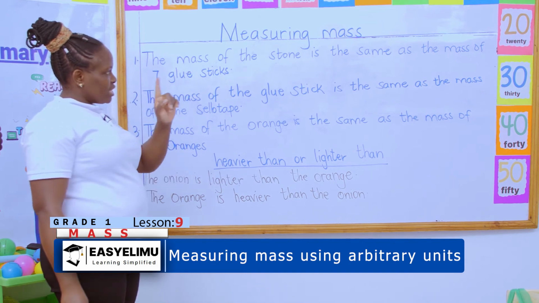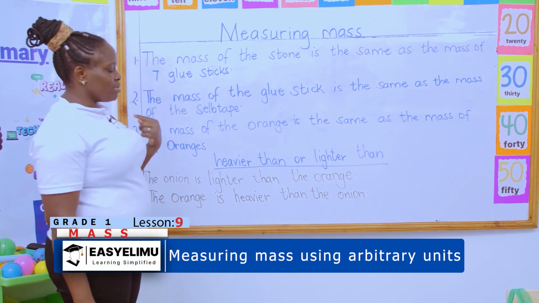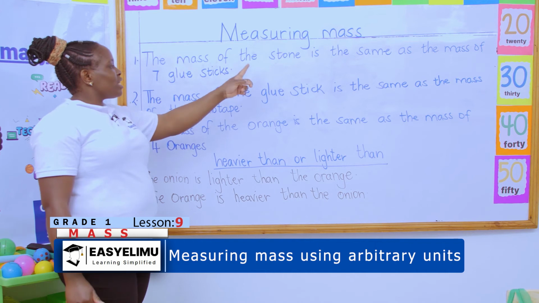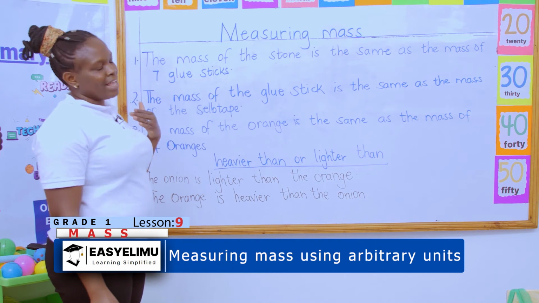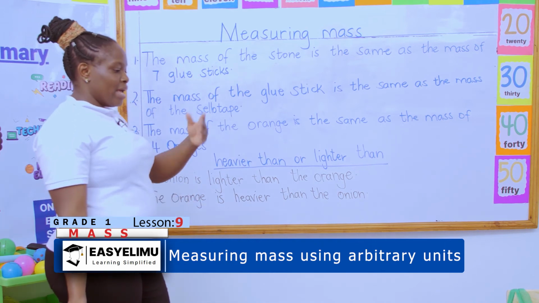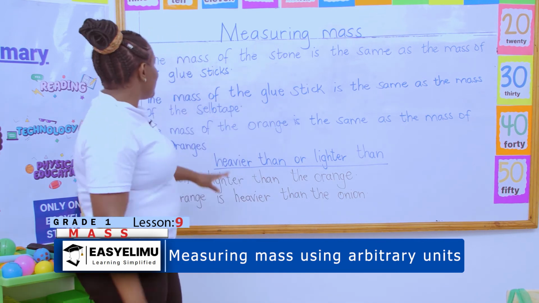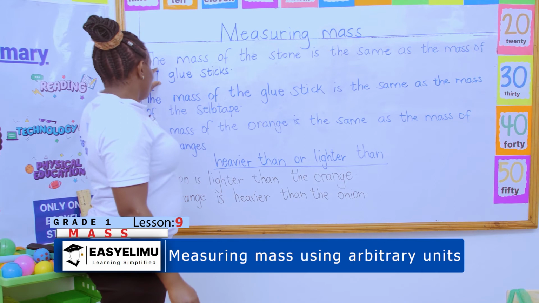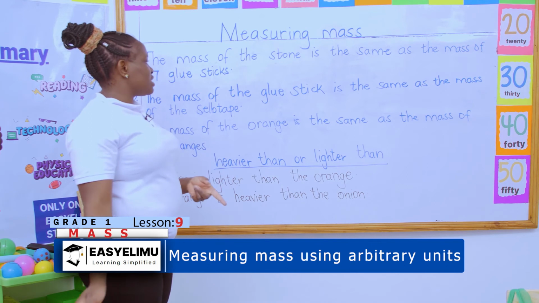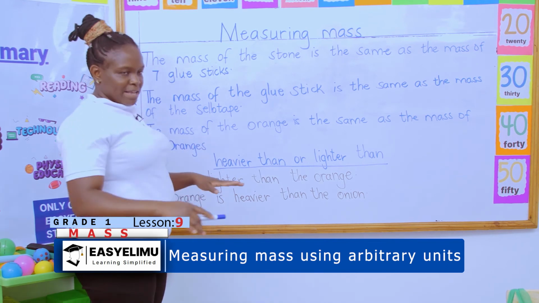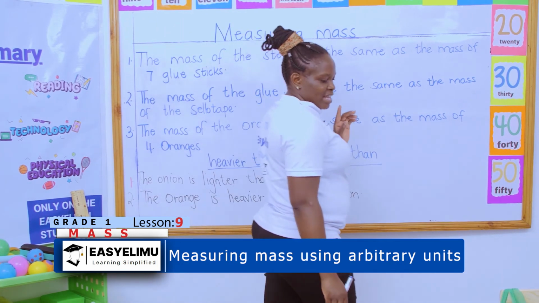Now, when you compare glue sticks and the stone, what can you say about the two? The mass of the stone is the same as the mass of 7 glue sticks. But what of one? It cannot be the same. So you can say the stone is heavier than the glue stick, or the glue stick is lighter than the stone. If I take one glue stick and one stone, they cannot balance, because the stone is heavier than the glue stick. So I need how many glue sticks to balance the stone? 7 glue sticks. Are we together? When I compare the mass of the glue stick and the mass of the sellotape, they are the same. So those ones are equal. There is none that is heavier than the other.